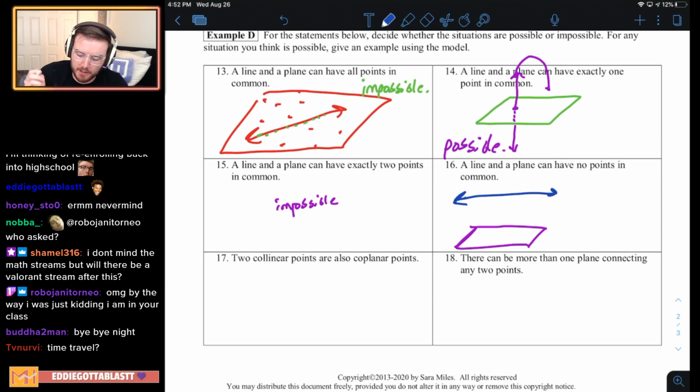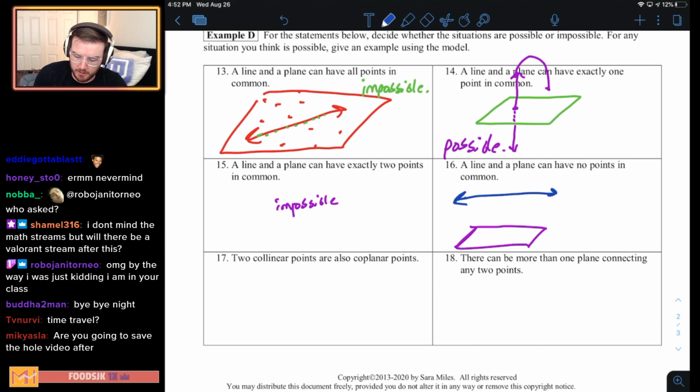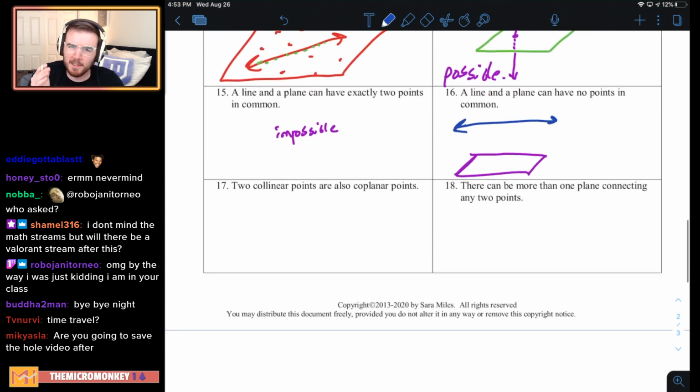Two collinear points are also coplanar points. That one's kind of hard to imagine, but it is true. Okay, that is possible. But here's 2 points that are on the same line, right? They're collinear.